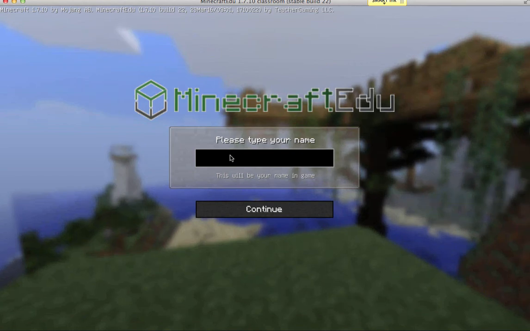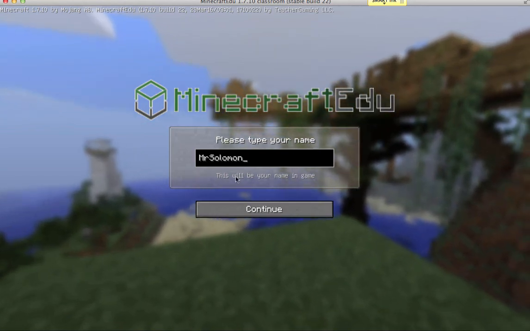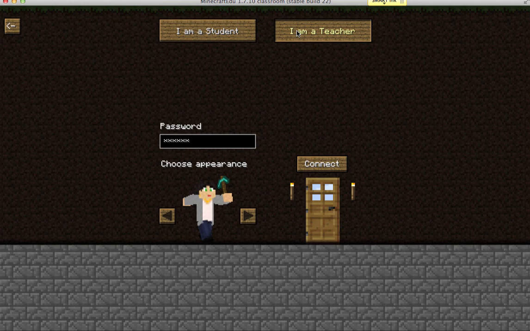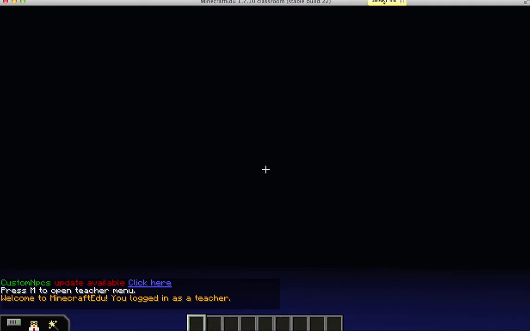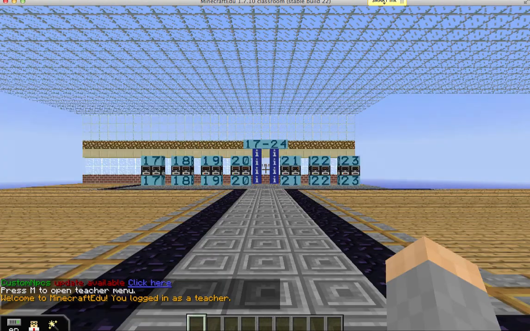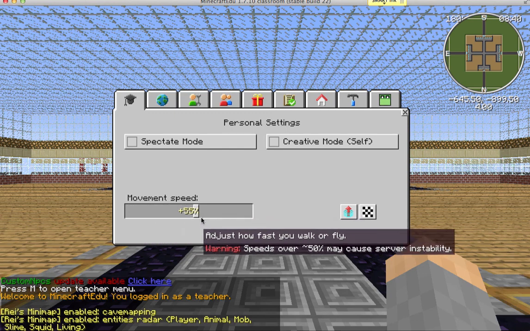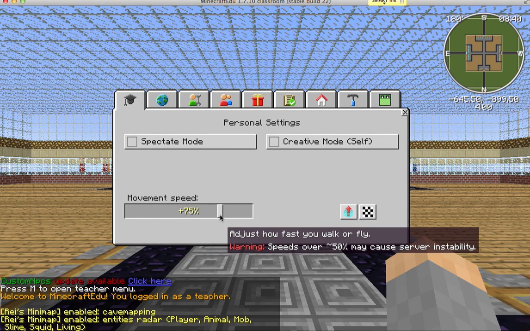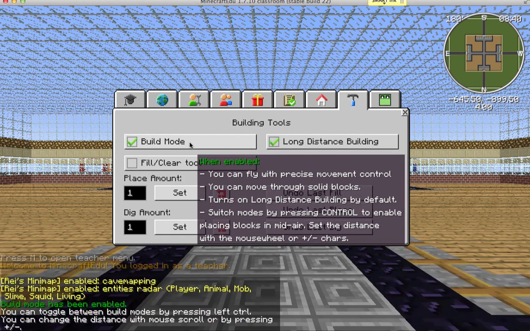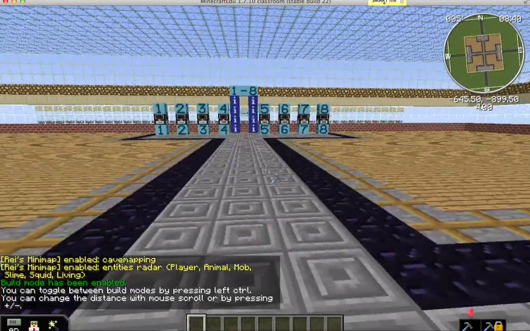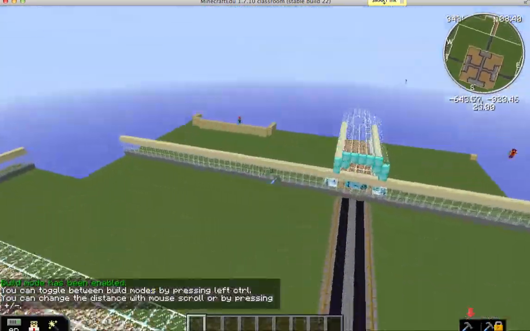So if I get into the game here, we have a class in the room right now. I'm going to sign in as a teacher and turn on all of my teacher tools. So this is a large workspace. If I press the letter M, I can change my flying speed. I'll make it about 75%. I always like to get in build mode too, so I can help students build if needed. And so let's fly up in the air and take a look.